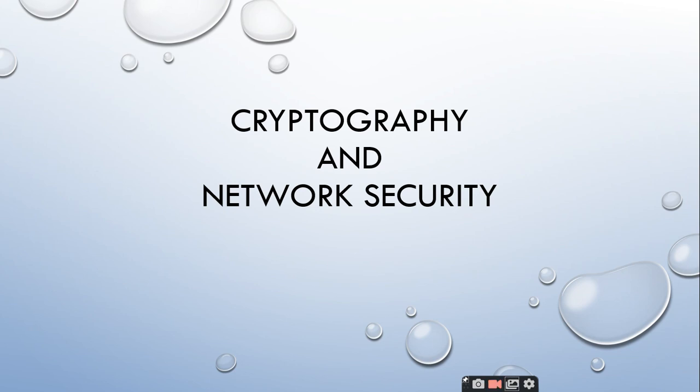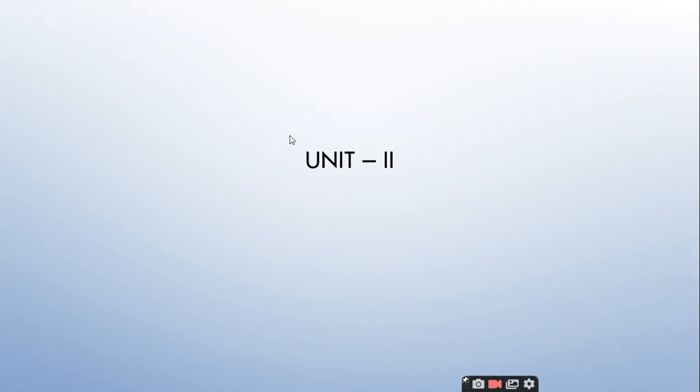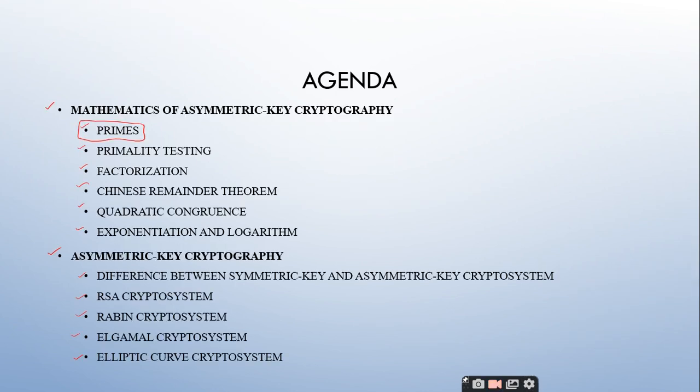In this session we are going to start a new topic on the mathematics of asymmetric key cryptography. Coming to the agenda, the mathematics of asymmetric key cryptography consists of various concepts such as primes, primality testing, factorization, Chinese remainder theorem, quadratic congruence, and exponentiation and logarithm. These are all the various topics that come under the mathematics of asymmetric key cryptography.